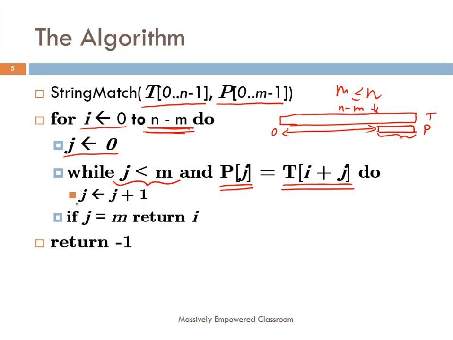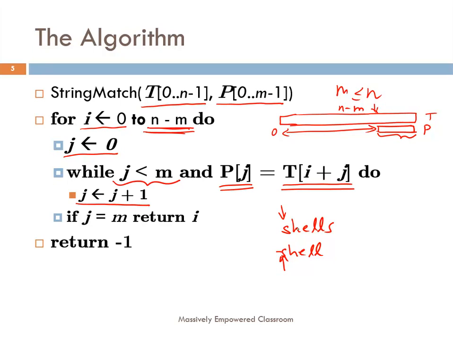We increment the index into the pattern. For example, here we had "shells" in the text and "shell" in the pattern. I will start here, j will start here. Now what happens? P[j], in this case P[0], is S, and T[i+j] is also S, and these two are matching.